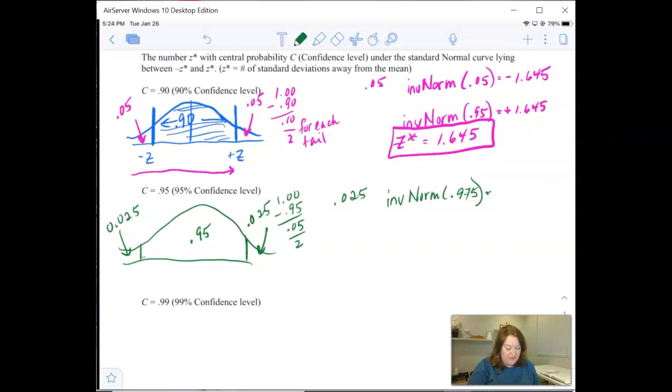So if I do this one, I will get that z-star equals, what is it going to be? Again, give me a second, I'll put that into my calculator. So inverse norm of 0.975 is going to be 1.95996. So I'm going to call that 1.960. So that's my z-star score for a 95.